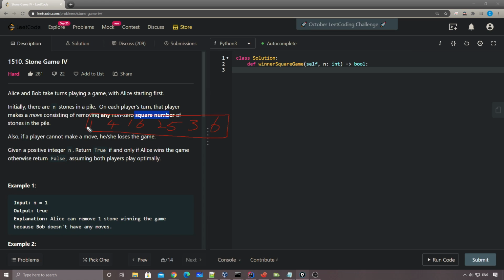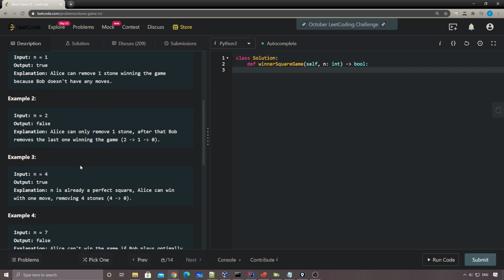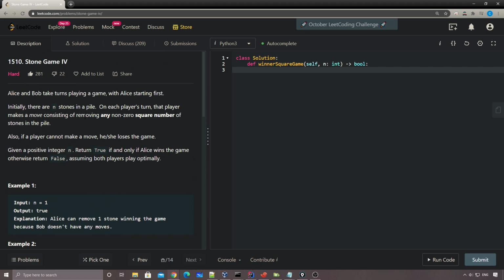Okay, and it asks you to return basically a boolean to tell us if, with this number of stones, Alice can win the game, otherwise false. And assuming both players play optimally, right? And then it gives you a few examples here. So if you have done the previous stone game problems, basically this is another stone game theory problem, right? One player plays first, the other one plays next, and both players play optimally.